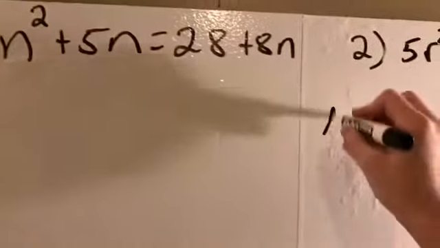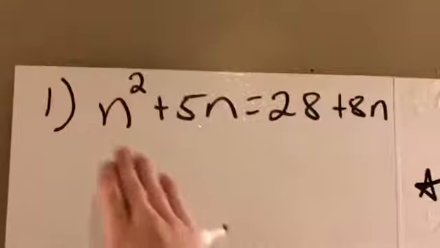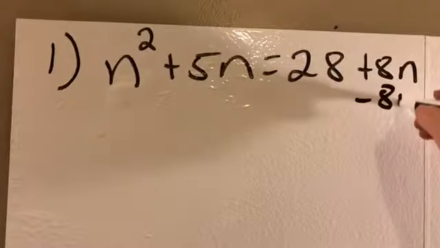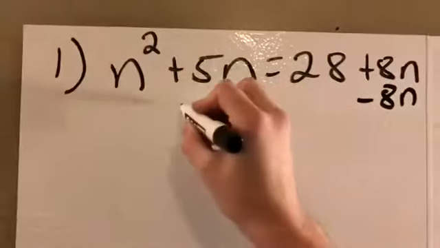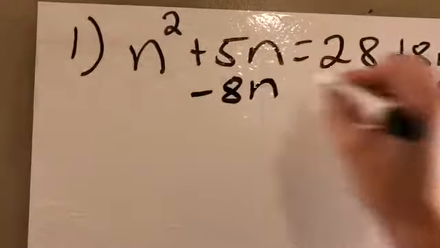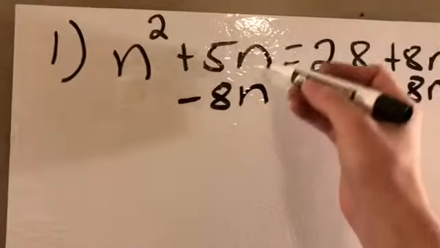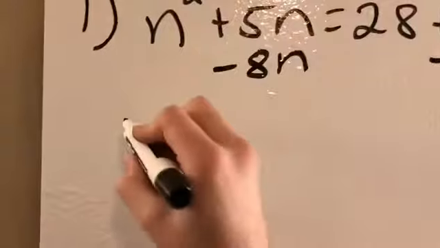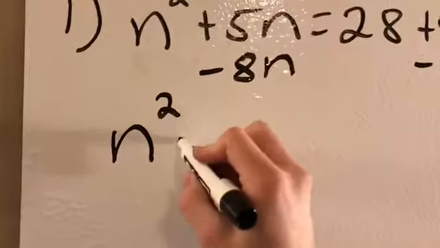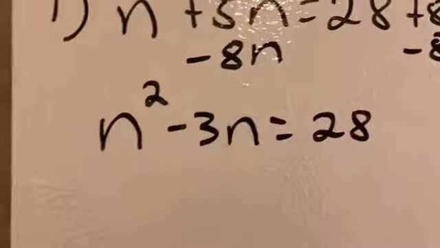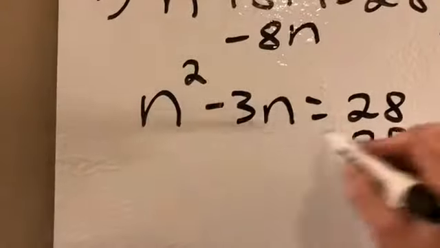So I know that means I need one side equal to 0 because I have both n squared and regular n. So I'm going to subtract 8n, so that's regular n there. I'm going to subtract 8n here because they're like terms. Like terms must have the same variable and exponent, and these are both regular n's, not n squared. So n squared, 5n minus 8n is negative 3n, equals 28. Now I'll subtract the 28.